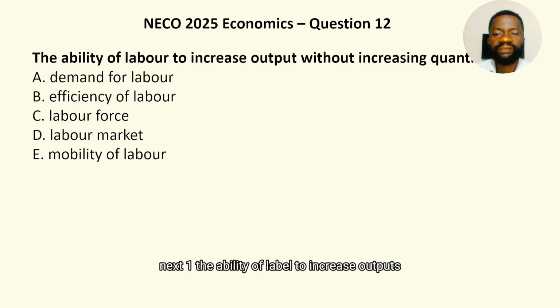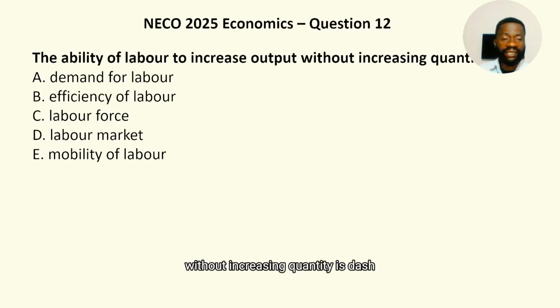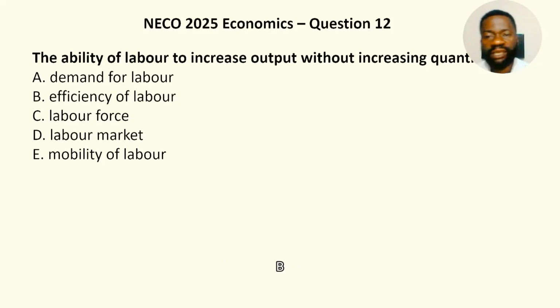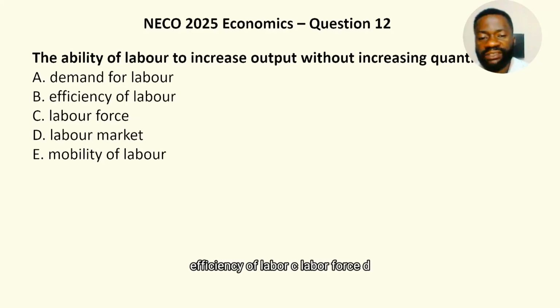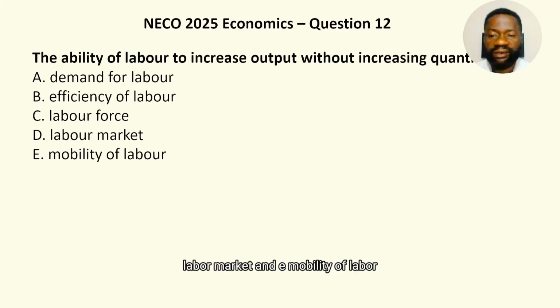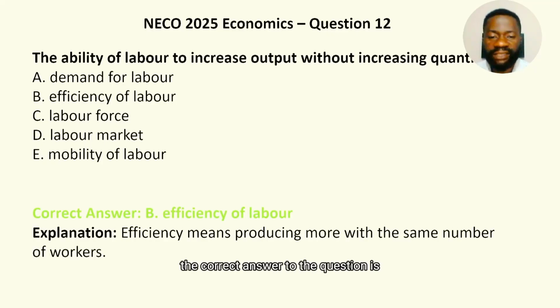Next one. The ability of labor to increase output without increasing quantity is dash. Option A, demand for labor. B, efficiency of labor. C, labor force. D, labor market. And E, mobility of labor. The correct answer to the question is efficiency of labor.